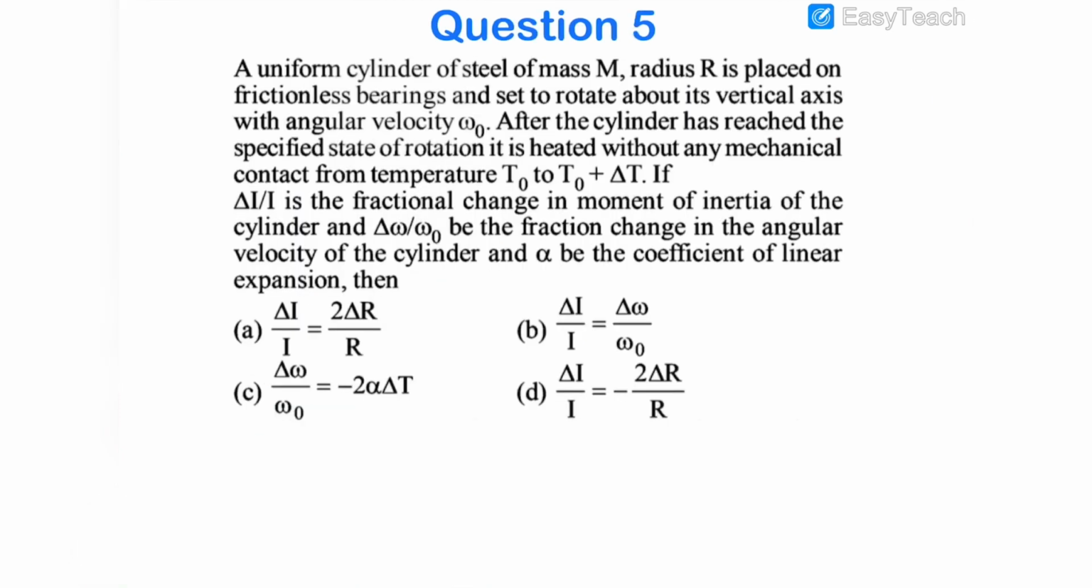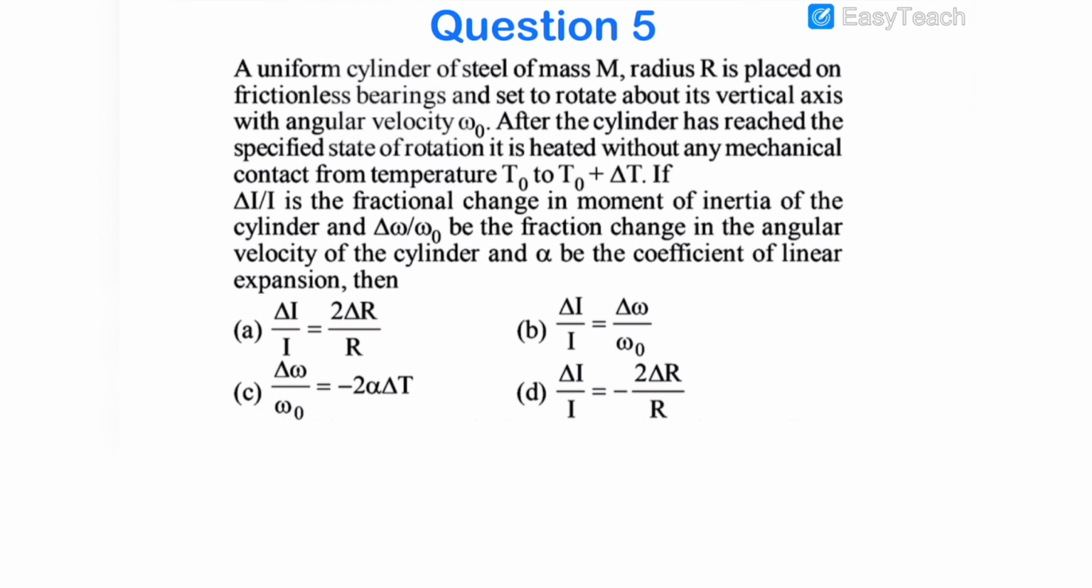In this question, you can see that there is a uniform cylinder of steel whose mass is m. Its radius is r, and it is placed on a frictionless bearing, and it is set to rotate about the vertical axis with an angular velocity of omega naught. After this cylinder has reached a steady state of rotation, it is heated without any mechanical contact, and its temperature is increased from T0 to T0 plus delta T.